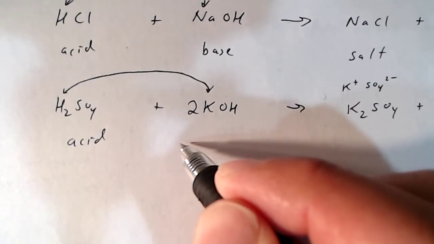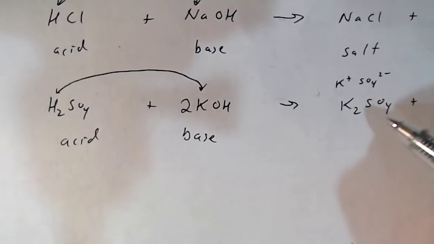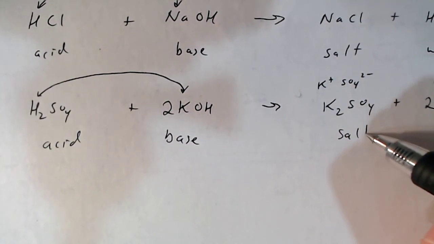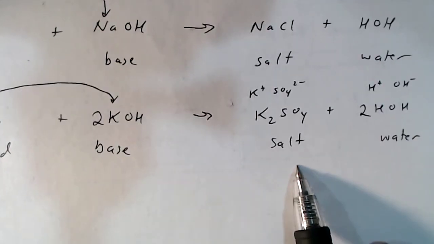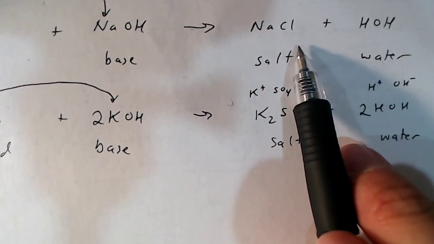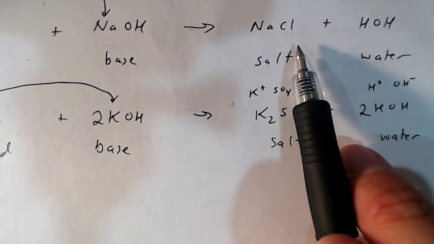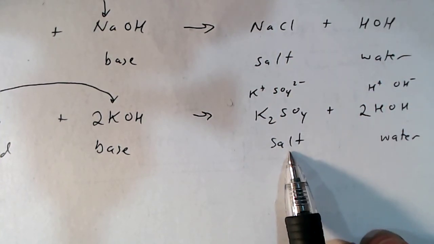So again, we react an acid with a base, and that produces a salt and water. Salt isn't necessarily NaCl, that's just table salt, the one that we add to food, but there are other salts. These are ionic compounds formed during neutralization reactions.